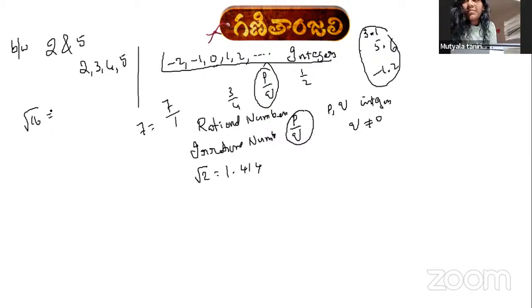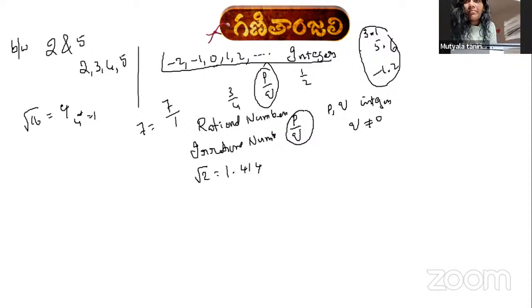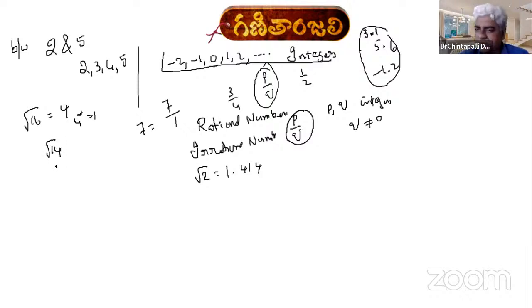4, sir. 4. Very good, because 4 square is equal to 16. If you don't know the value of √16, what should we do? Let us try to find the value of root 16 by the trial and error method. Let us take 1. Let us check whether 1 is root 16 or not.